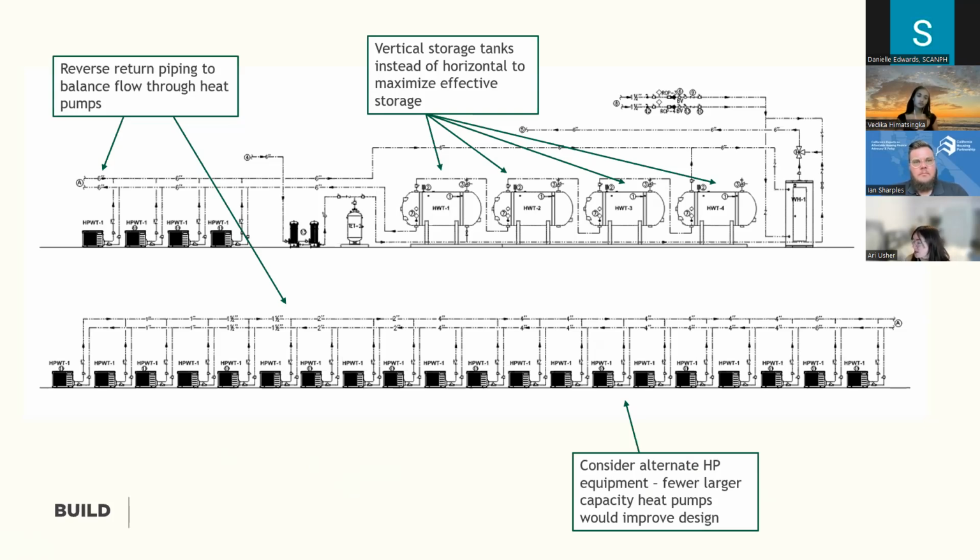So we would talk with the design team about considering alternate heat pumps. You see, we've got 24 smaller capacity heat pumps in this plant. We might suggest thinking about fewer higher capacity heat pumps for this system. Could improve operations of this whole plant. Number one, by decreasing the overall piping complexity and allowing for that balanced flow to be more easily accomplished. And it could also have space consideration benefits as well.